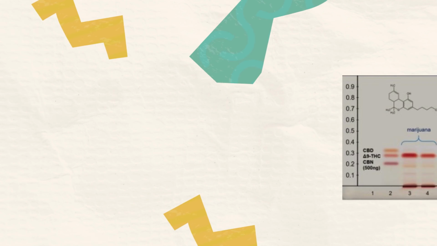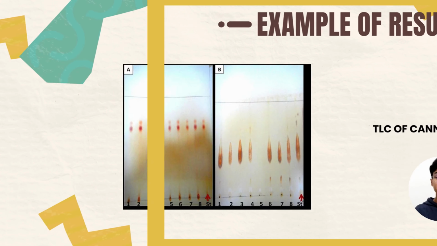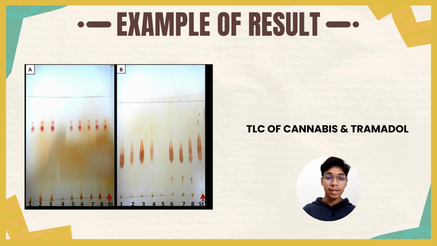I will proceed with our first example of TLC results, which is the TLC for testing the presence of marijuana and hemp. You can see the photo of what will happen when there is the presence of marijuana or hemp. Next is the TLC of cannabis and tramadol, where just like before, the TLC will show and indicate if there is any presence of cannabis and tramadol in our sample.